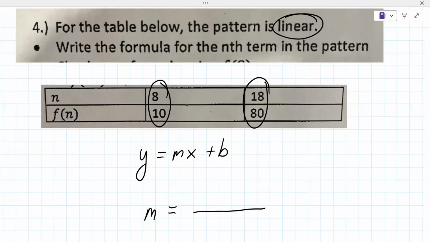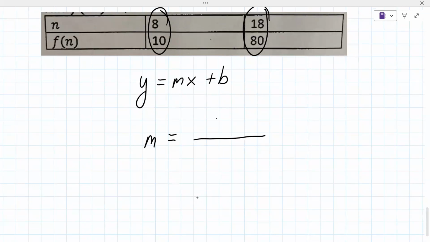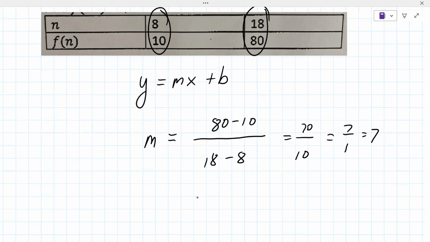I got my final answer 7/1. Okay, so what does that reduce to? 7/1, just 7. Yes, just 7, good. Sometimes we want the actual rise over the run, sometimes we just want the full number here. So it's y equals 7x plus b.